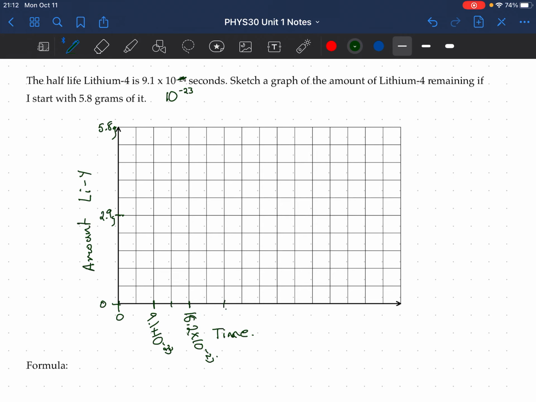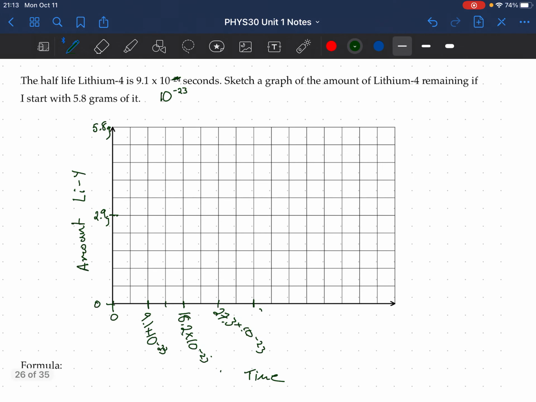Then this will be what? 27.3. And I shouldn't have put time right here. Time should have went way down here. And then the next one will be 36.4. And then the next one will be 45.5. So you can see this is not a lot of time it decays.